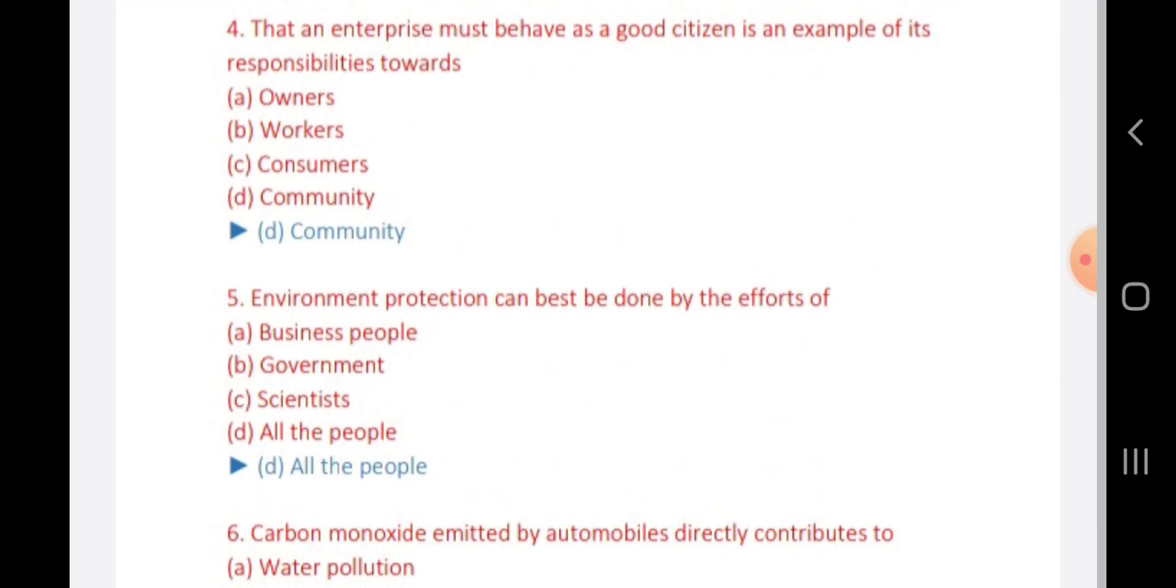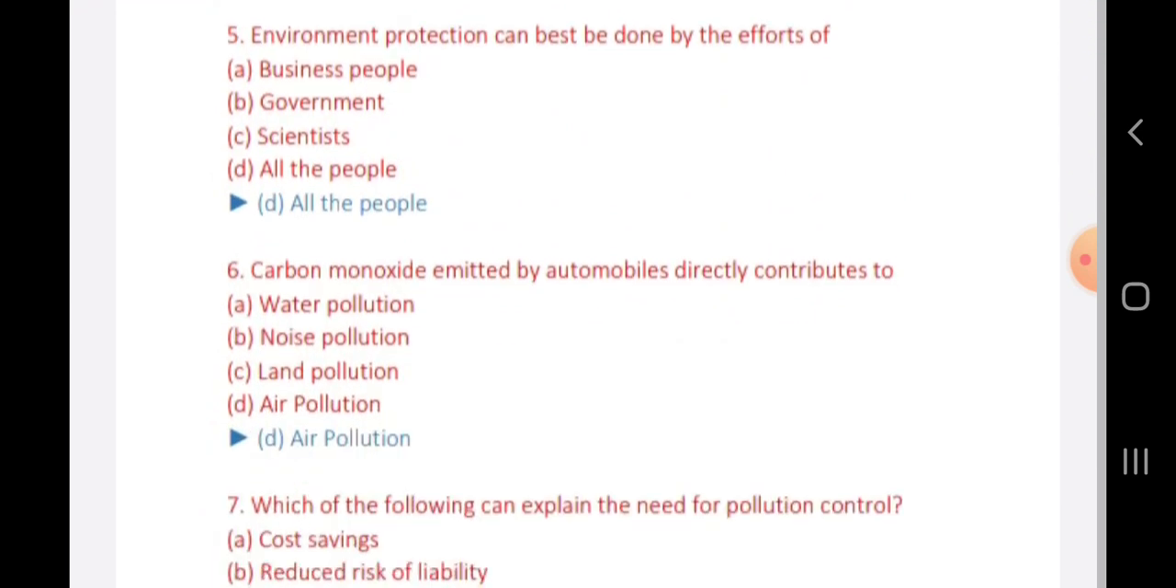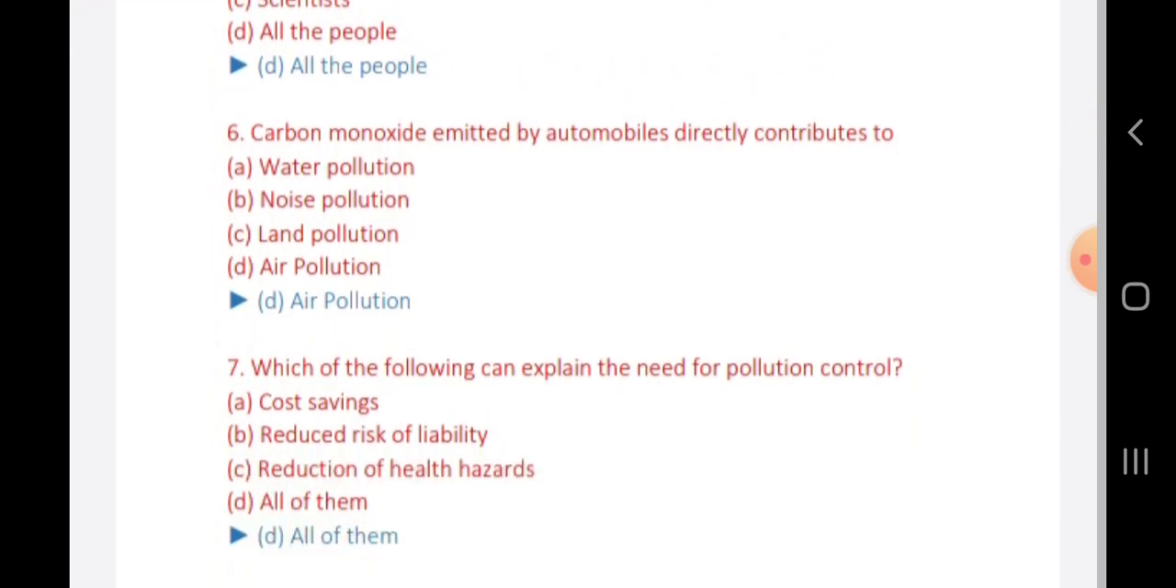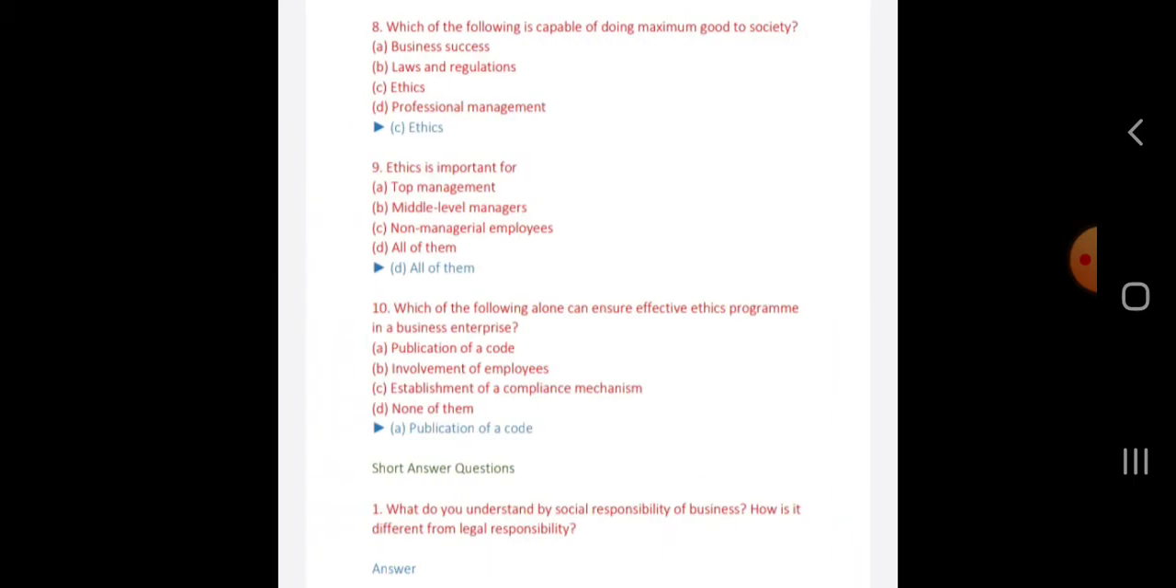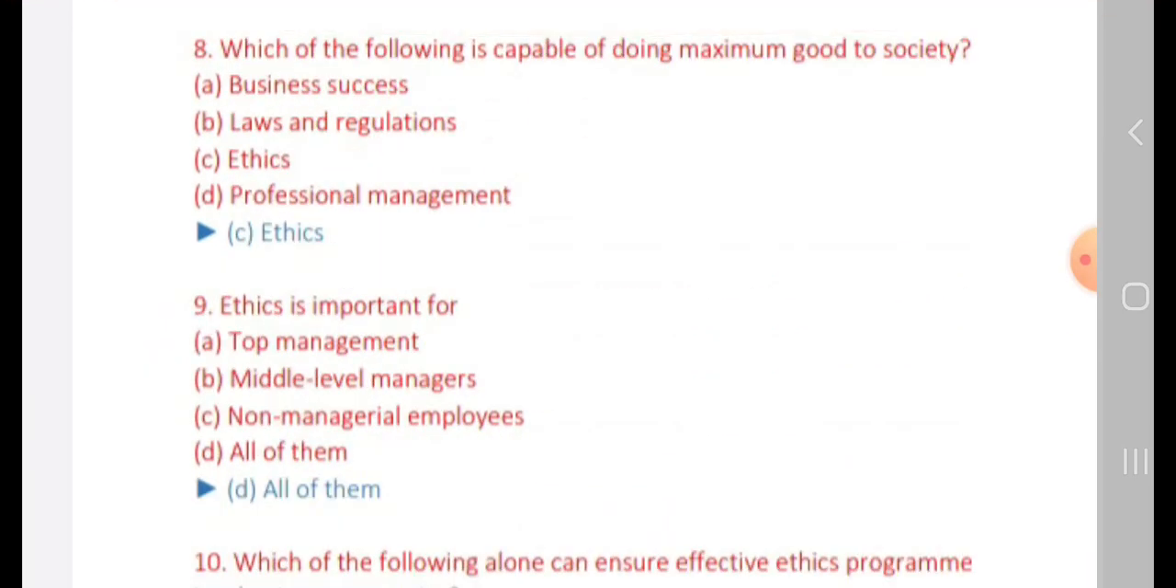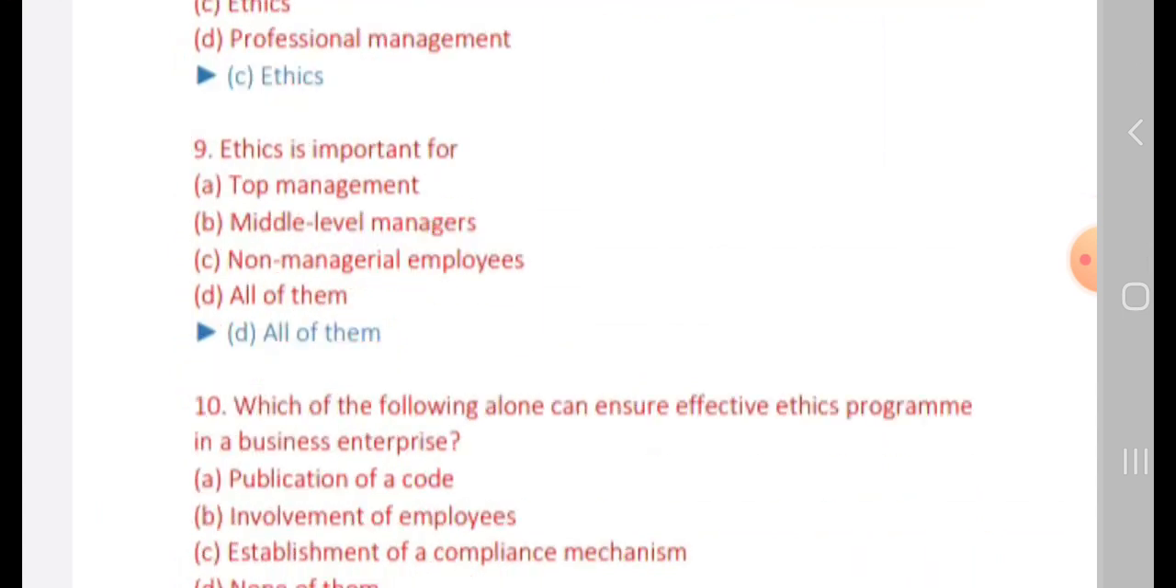Next, that an enterprise must behave as a good citizen is an example of responsibility towards the community, and environment protection can be done by the efforts of all the people. Also, carbon monoxide emitted by automobiles directly contributes to air pollution. Which of the following can be explained by the needs of population? Pollution control is all of them.